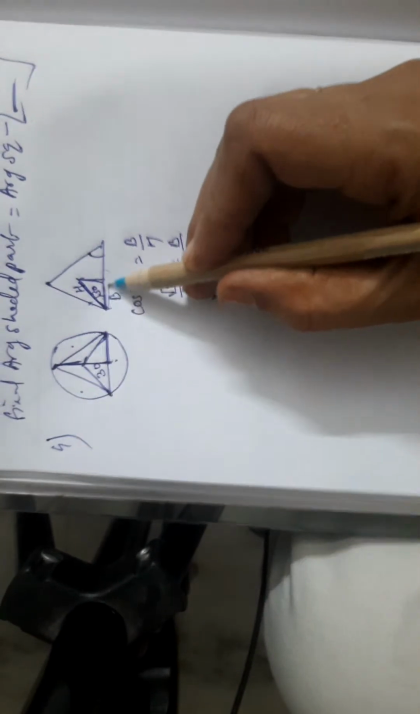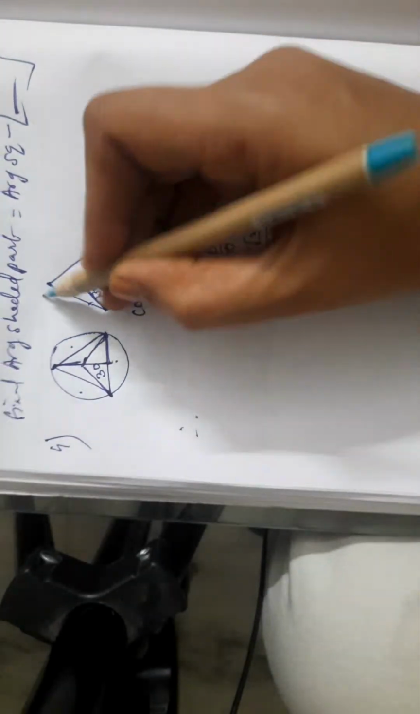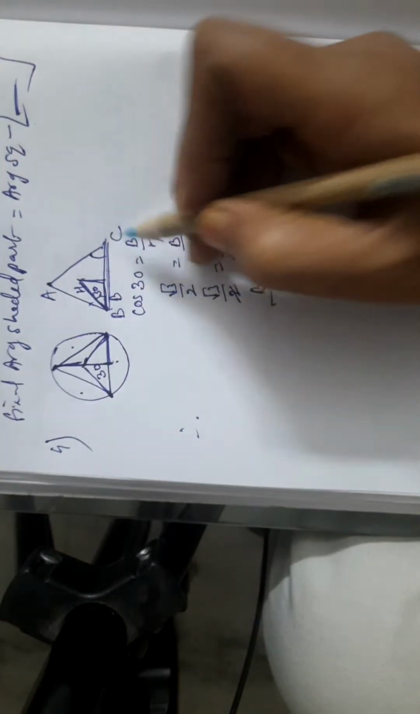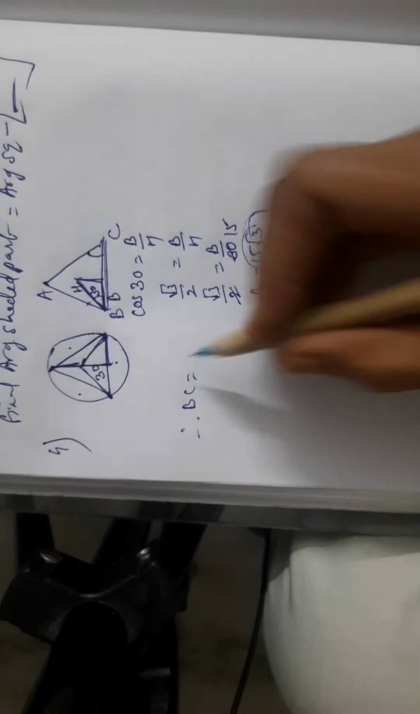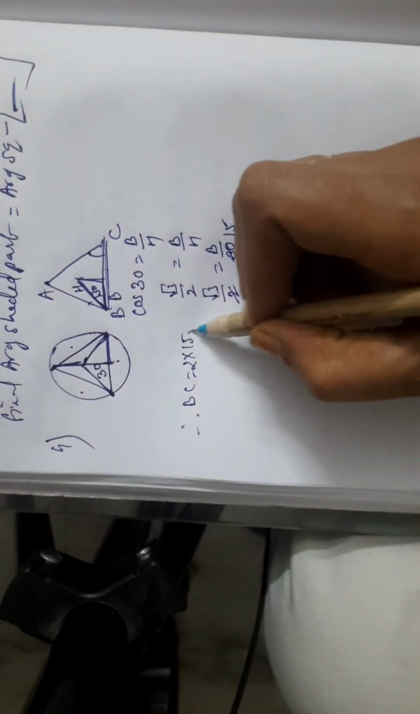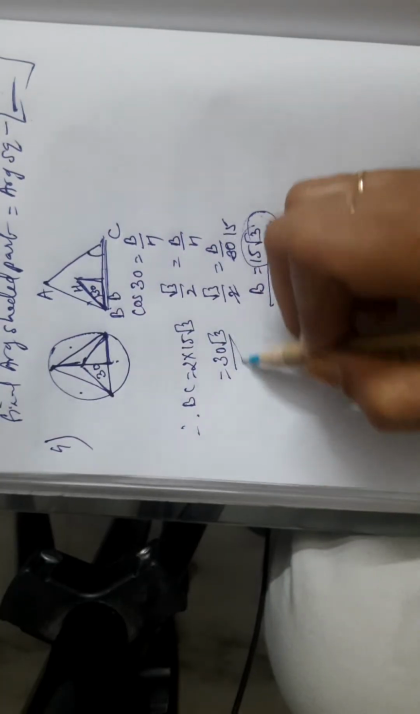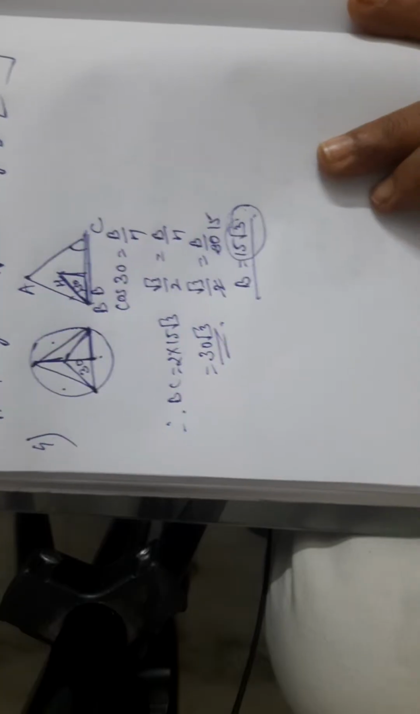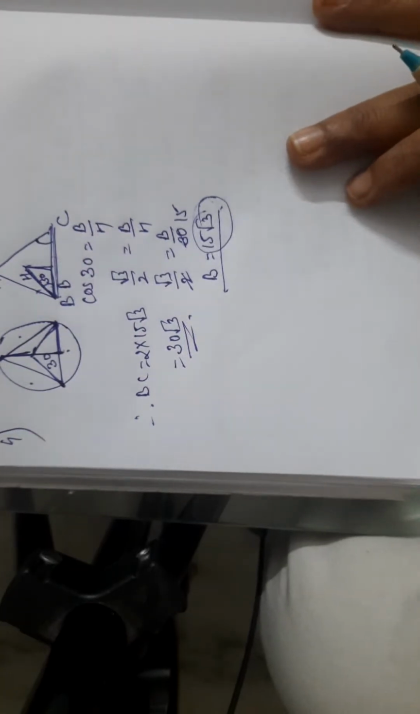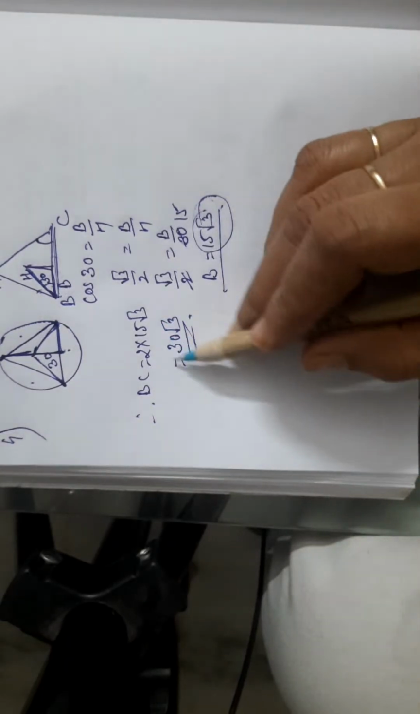Now to find out the complete base, this has to be doubled. If we consider this to be ABC, then BC will be double of 15√3. 2 multiplied by 15√3, so it's 30√3. We got the side of the equilateral triangle. Now to find the area of the shaded part, out of the circle we need to subtract the triangle.